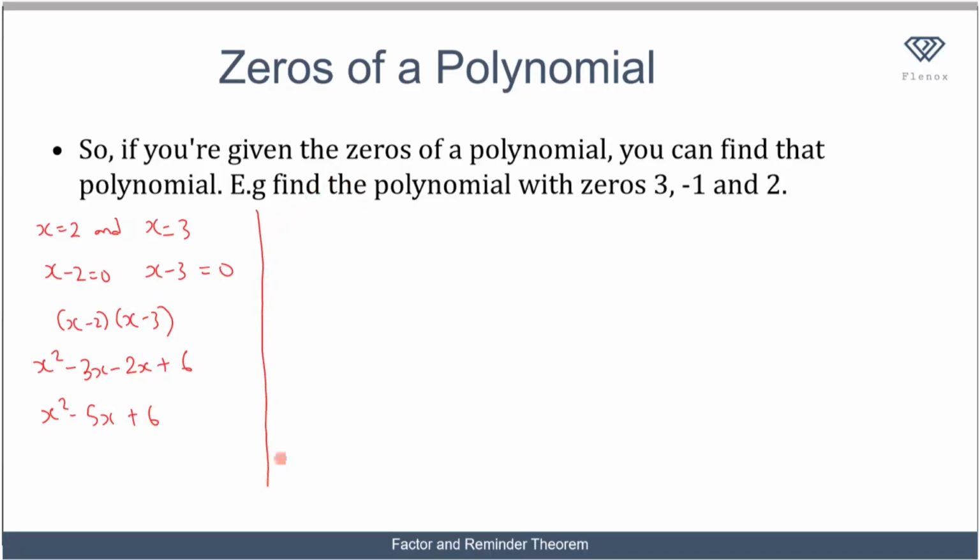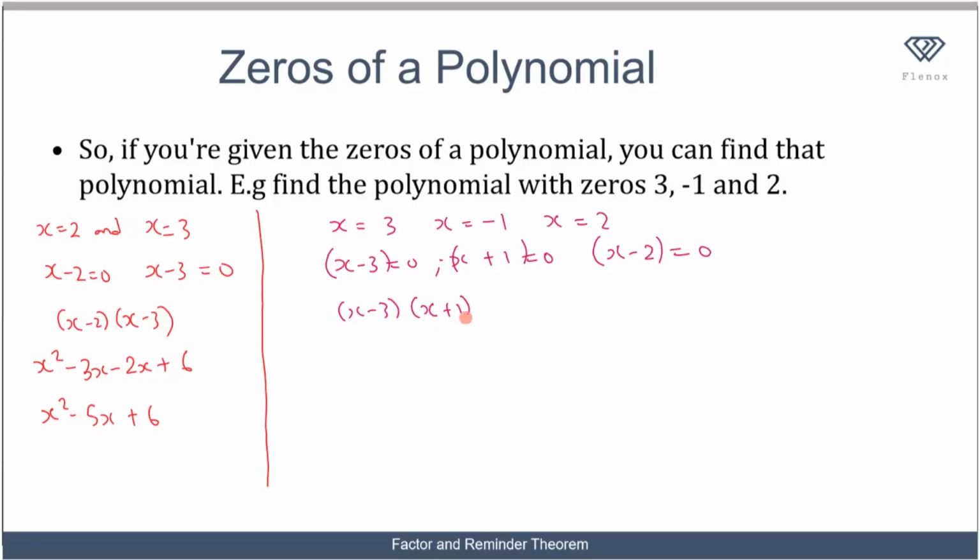In this case, we are told to find the polynomial with zeros 3, minus 1 and 2. In other words, we are told that the roots are x equals 3, x equals minus 1, and x equals 2. So what do we do? We just bring it to the other side. So we have x minus 3 equals 0, x plus 1 equals 0, and x minus 2 equals 0. So we just multiply those three factors together. So we have x minus 3 times x plus 1 times x minus 2, and we expand.